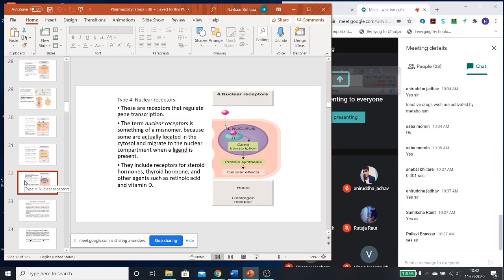There are a variety of such steroid receptors. Thyroid hormone is acting through it this way, then others like retinoic acid and vitamin D all act this way, because vitamin D also is a steroid. Then sex hormones, everything acts through this mechanism. Okay. So this is how the drugs are acting.